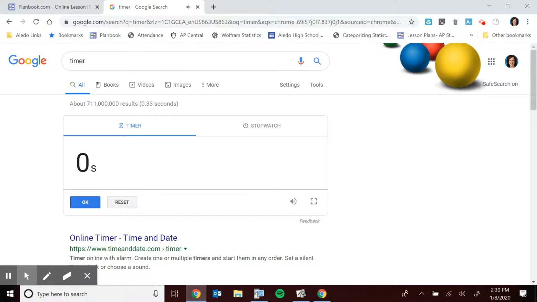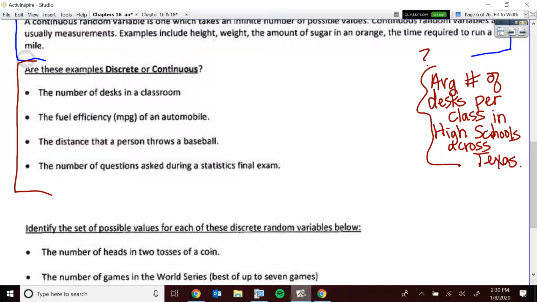All right, time's up. Let's see what you came up with. What do you have to say about the number of desks in a classroom? Yeah, discrete. There's going to be a finite amount of countable options. Okay, so that's discrete.